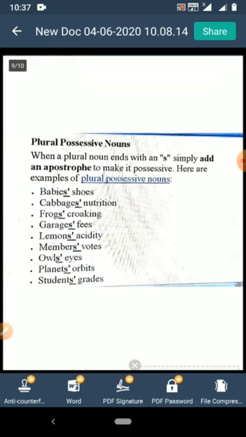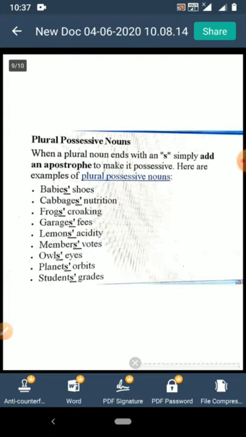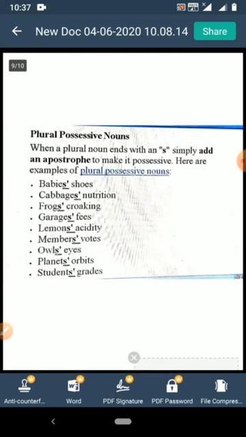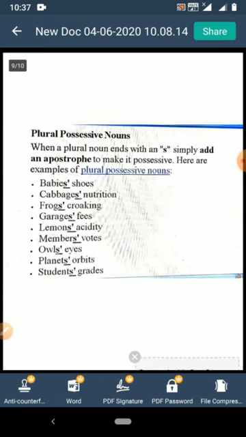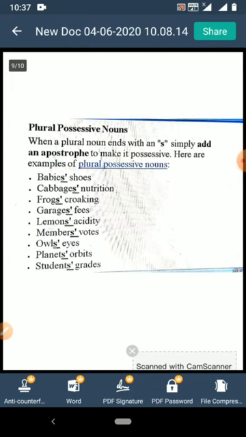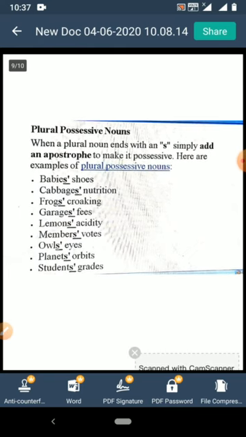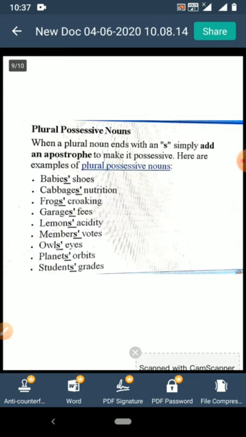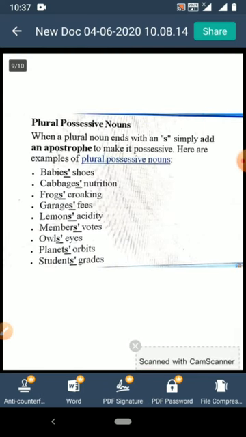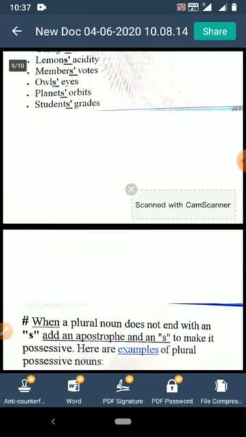Members' votes. Again, members, a plural word ending with S, so the apostrophe will come after S. Owls' eyes. Again, owls, a plural word ending with S, so the apostrophe will come after S. Planets' orbits. Again, planets, a plural word ending with S, so the apostrophe will come after S. Students' grades. Students again is a plural word ending with S. So you have to keep in mind that all those words which are plural ending with S, the apostrophe will come after S.